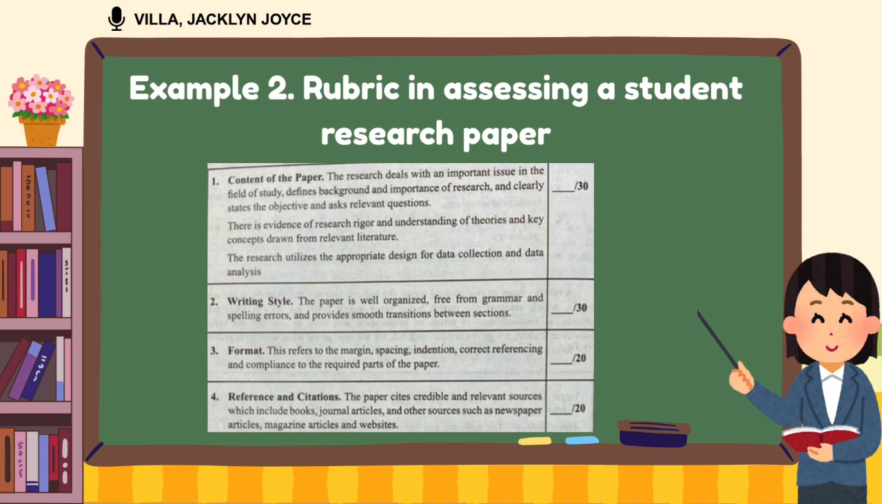To get a good score, the paper should use credible and relevant sources such as academic books, peer-reviewed journal articles, and reliable websites. Properly cite all sources used in the text and include a reference list or bibliography. Avoid plagiarism by giving credit where it's due. This part ensures that the student did proper research and respected academic standards.